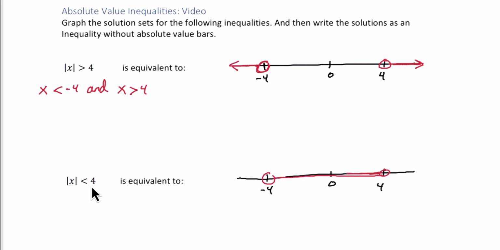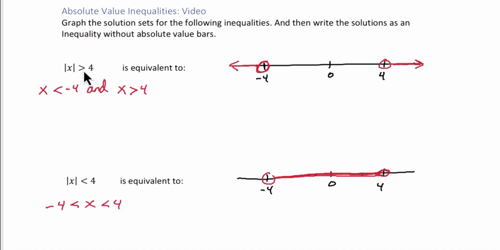Everything in that red region now is fewer or less than 4 units away from 0. To write this now as an inequality without absolute value bars, we actually have a compound inequality. We have -4 is less than x is less than +4. So whenever the absolute value is less than the positive constant, we can create a compound inequality.